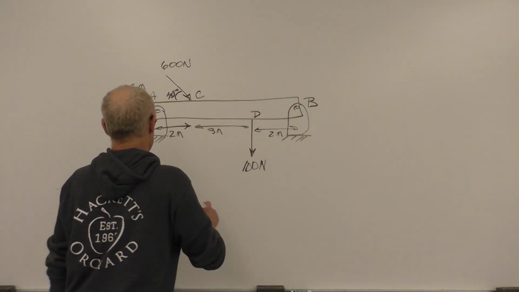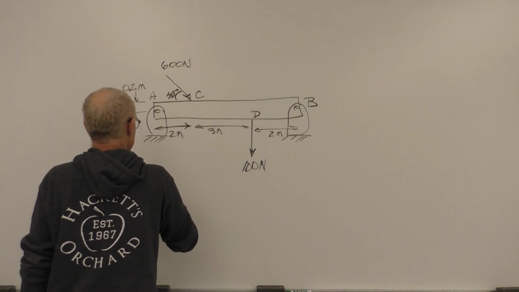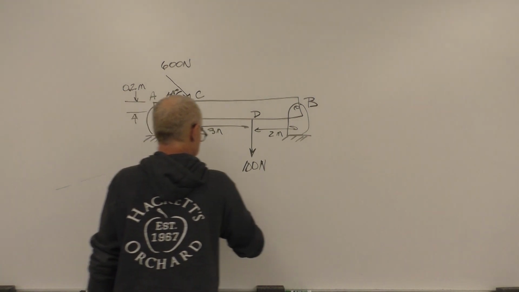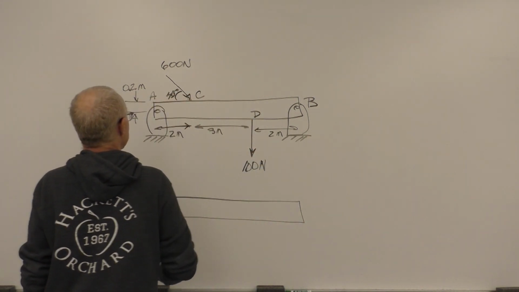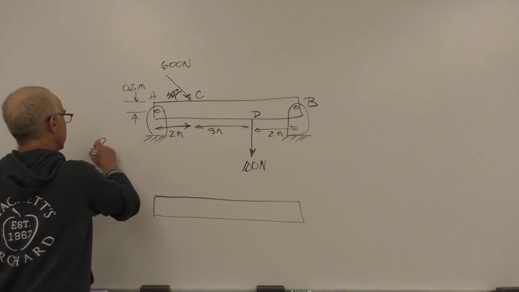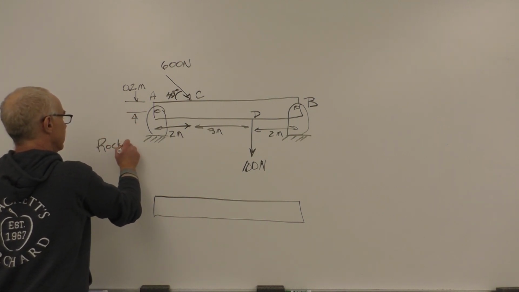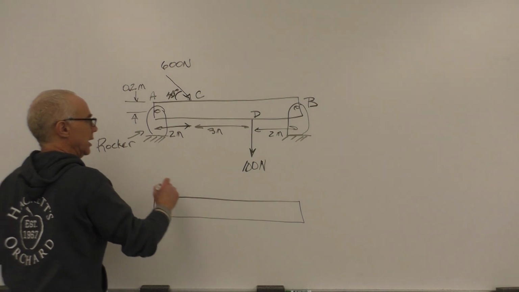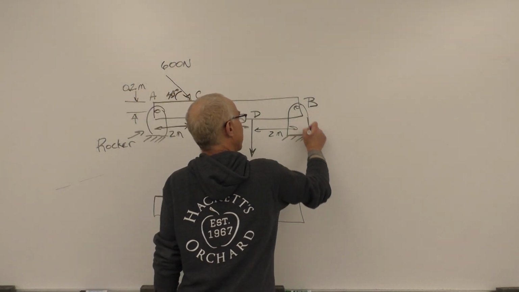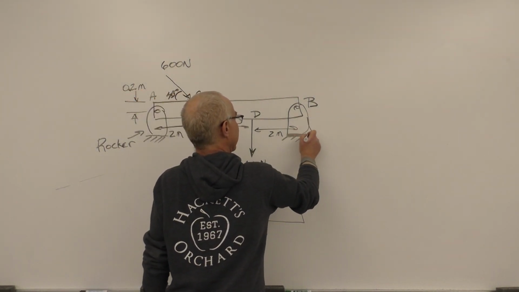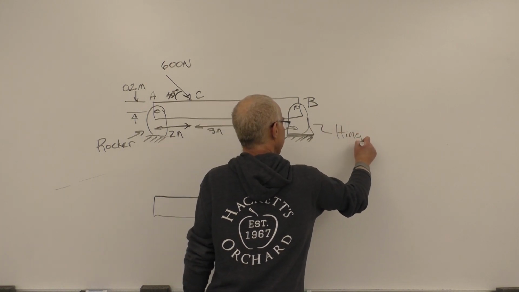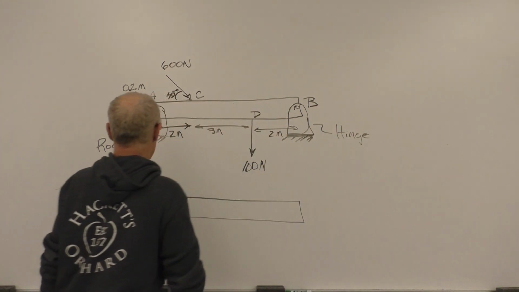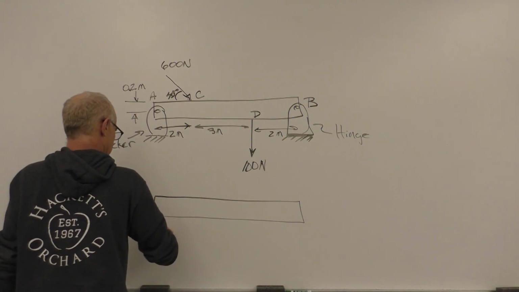All right, so let's draw our free body diagram. In this case, the free body diagram is pretty much the same. This is a rocker. And on this end, I should probably draw it more fixed. So this is really fixed. This is a hinge. So the rocker is going to have only a vertical component.